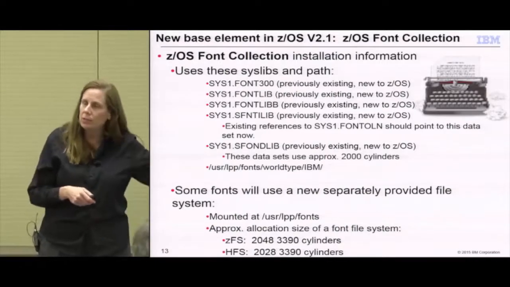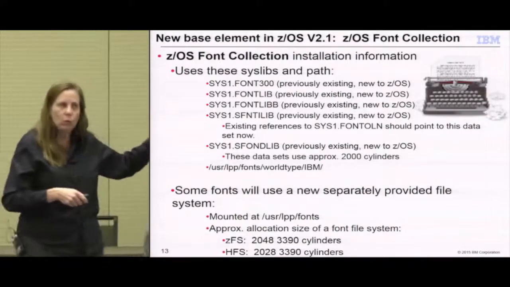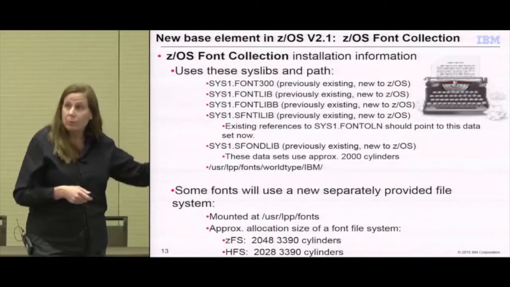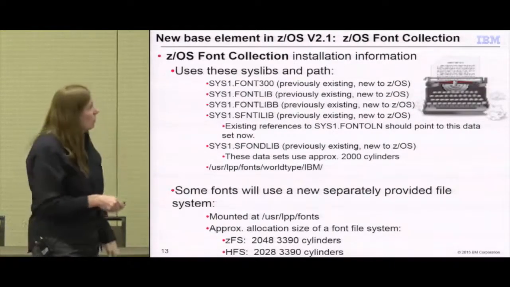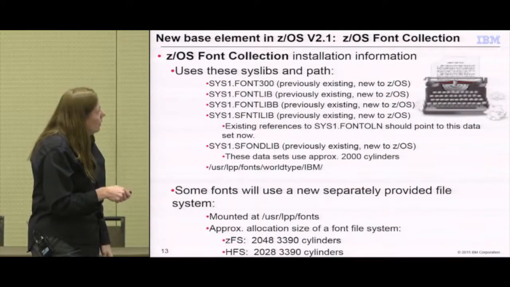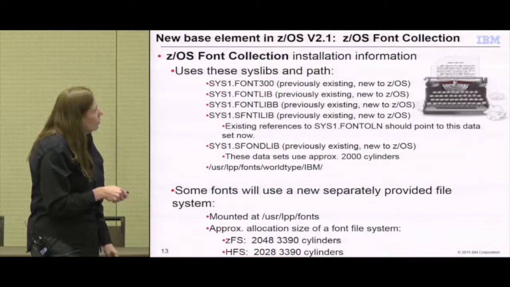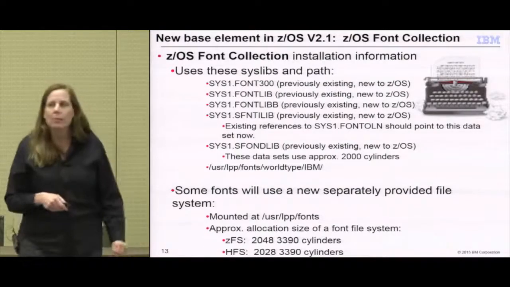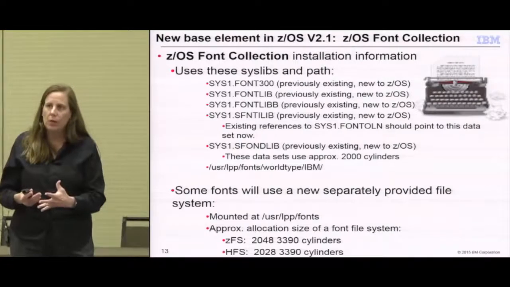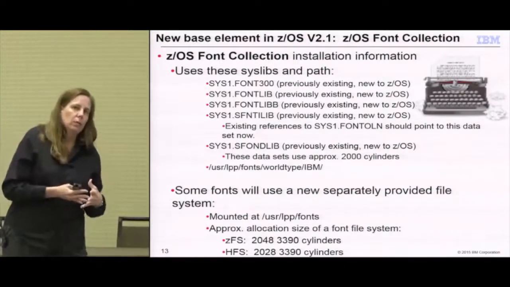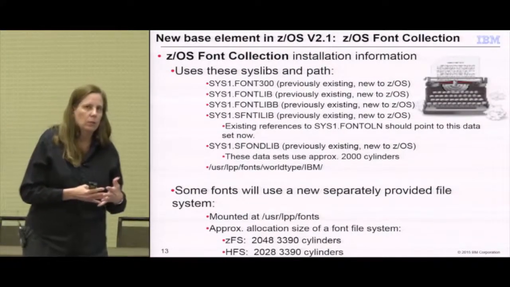You probably have seen these data sets before for your fonts. These are old ones. They're new to z/OS, but they previously existed outside of z/OS. So there they are right there. And then here's the one at the bottom, the user LPP fonts World Type IBM. That's where those brand new fonts are coming. So now we have fonts in a file system. Never had that before. This is cool stuff.